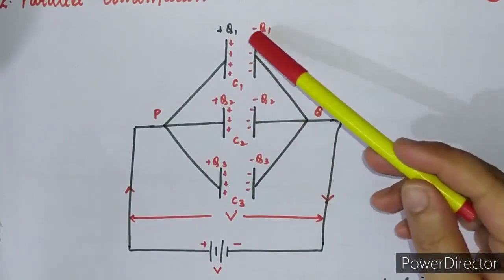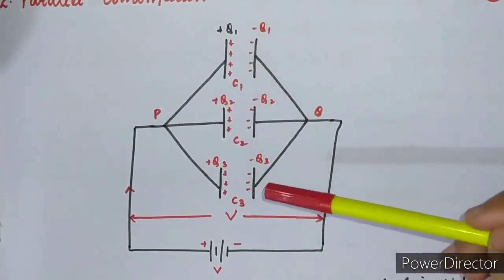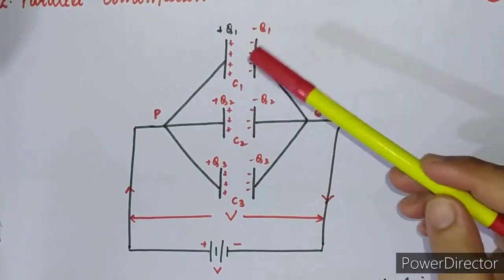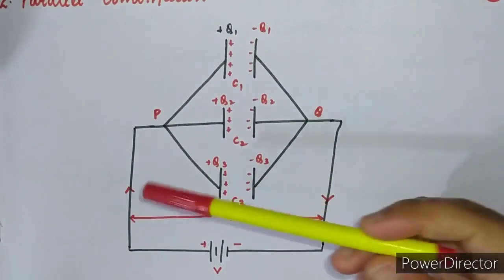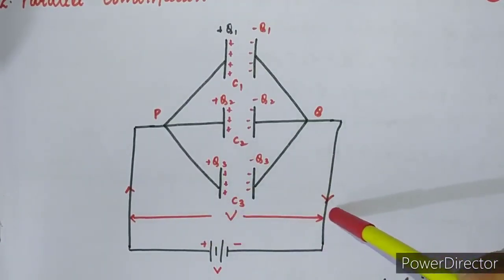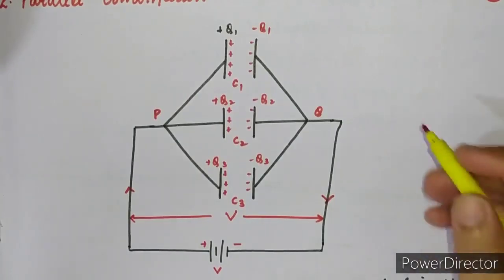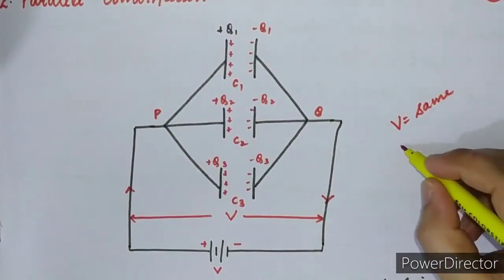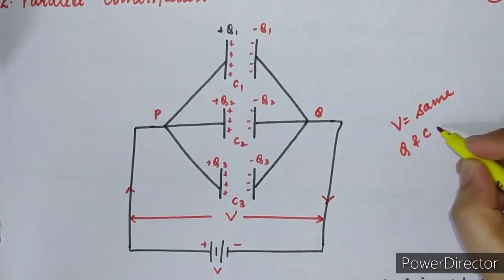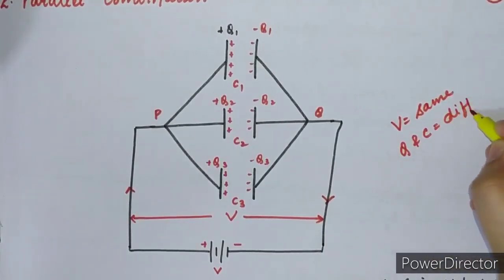It means the charges on each capacitor are different, and the potential will be the same. As we discussed yesterday, in a series combination the charge remains the same and the potential and capacitances are different, and in a parallel combination the potential is the same, while charge and capacitances are different.